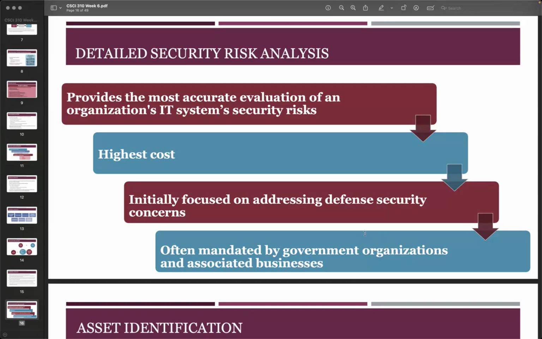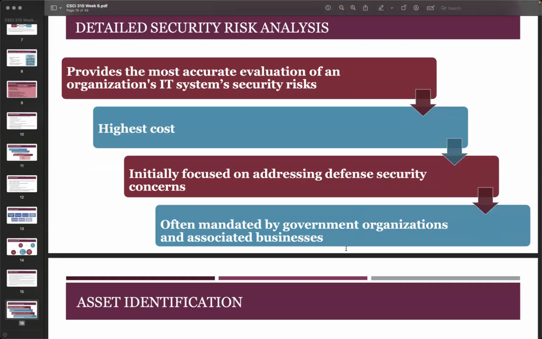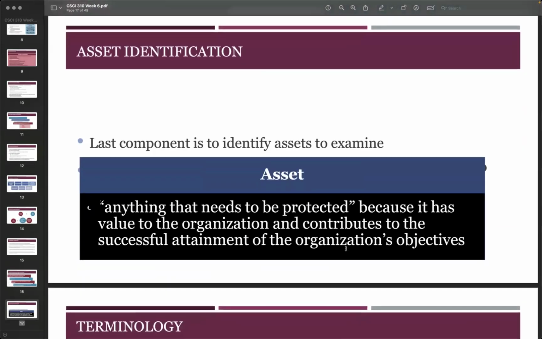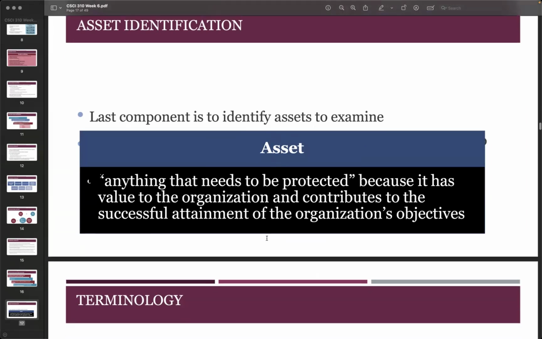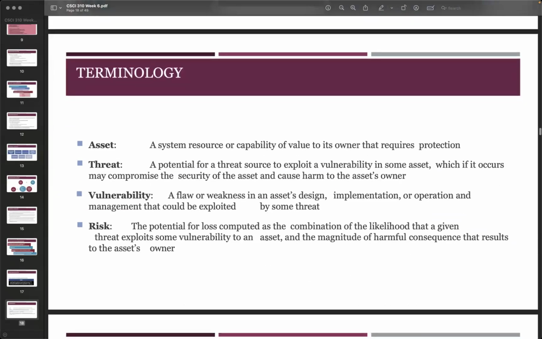And I say the lower level is especially for when we talk about government or organizations with higher security, then we need to do that. Okay. So right here, the last component we need to identify is the access. So anything that needs to be protected, because it has a value to the organization and contributes to the successful attainment of the organization's objective. So just know anything.